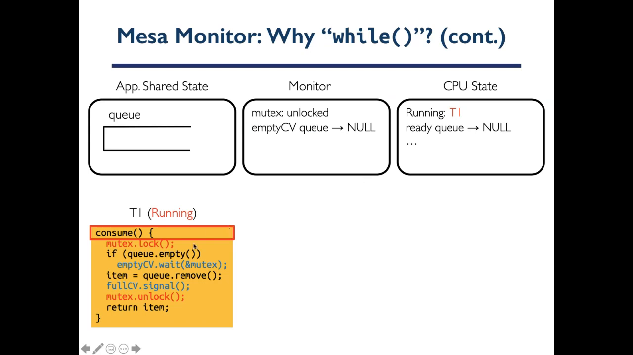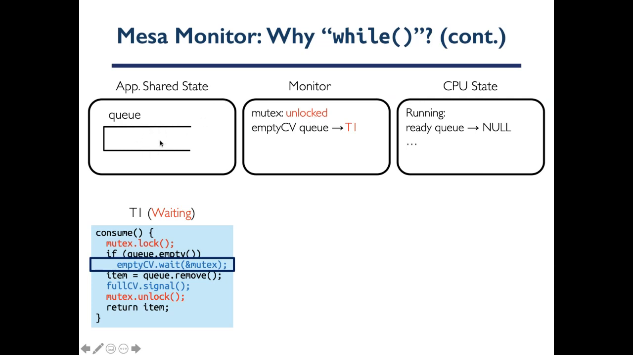Now let's start running T1. At this point, we lock the mutex. So you can see that inside the monitor now, the mutex is locked. Now, we check the queue is empty. Nothing is in the queue. So we're going to wait. At this point, we add ourselves to the empty CV, and we unlock the monitor. So the monitor is unlocked, T1 is now on the empty CV, and nobody is running. T1's state has changed to waiting. It's not running anymore. So it yielded.